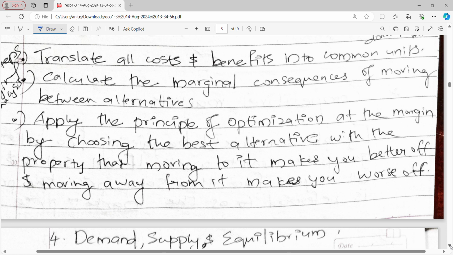And yes, in the next class we can start with the fourth chapter, demand, supply and equilibrium, which is quite a lengthy chapter. Probably I'll take 4 classes to complete that chapter.